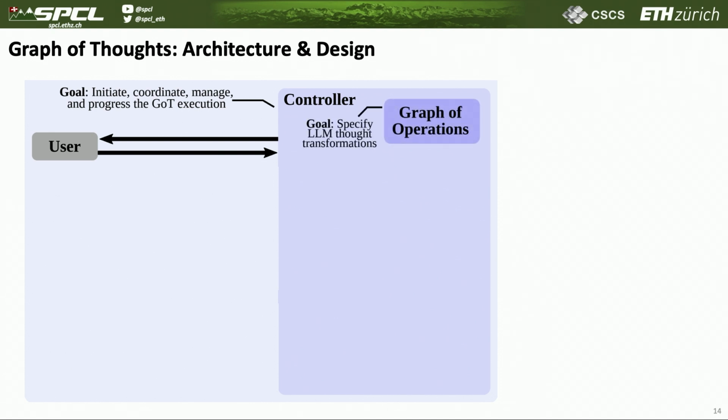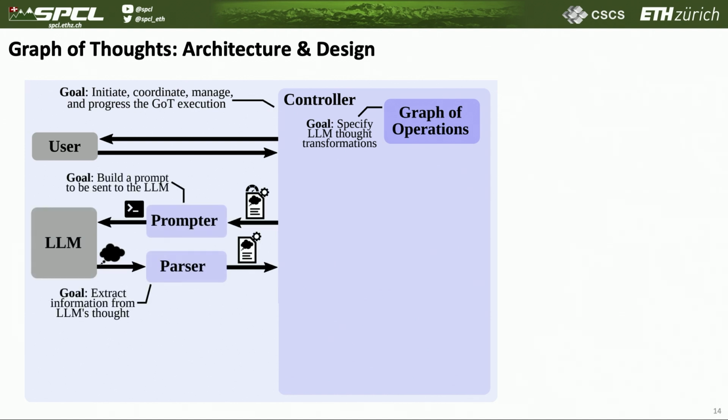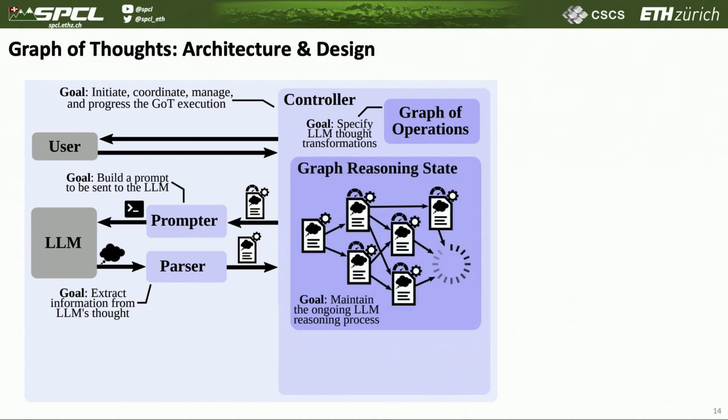In the controller, there is a part called graph of operations, which is like a template for the reasoning structure. It's a template that can be either provided by the user if you know the structure of the problem very well, or it can also be generated by the LLM itself for certain algorithmic templates. And now the controller talks to the LLM because, of course, we use the LLM as the main driver for the reasoning, and we use it via the parser and the prompter modules so that we have some control over the output from the LLM to parse it appropriately. And we use this output from the LLM to create the dynamic structure called the graph reasoning state, which is really a graph of these ongoing thoughts coming from the LLM and their dependencies.